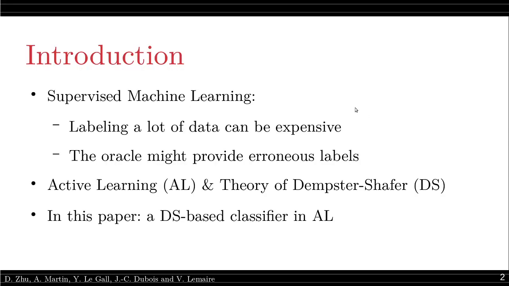In classical supervised machine learning, it's often necessary to train the classifier on a lot of training data in order to reach acceptable performances. This requires labeling a lot of data, which can be very expensive, as quite often it is a human who does this labeling task. And moreover, it can happen that the oracle provides wrong labels, which can alter the classifier's performances.